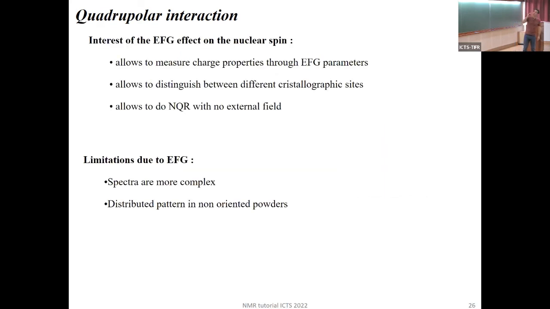So anyway, with quadrupolar effect, the good thing is you are sensitive to the structure somehow. If you have a change in the structure, you will see it immediately in your spectrum because the electrostatic potential will change. You can do some kind of NMR without an external field, so you lose all the information on the magnetism, but you can get some other information. The limitations are that the spectra are more complex. In a polycrystalline sample, you have a powder pattern, with all the different angles present, so that makes the pattern a bit more complex.